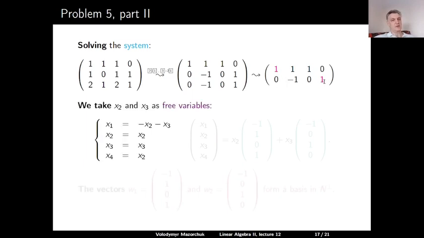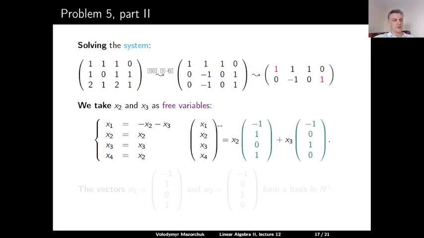This is already kind of row echelon form because the first column and the last column together give us the identity matrix. So we can take x2 and x3 as free variables, and then from the first equation we have x1 is equal to minus x2 minus x3. x2 is a free variable, so it's equal to x2. x3 is equal to x3, and from the second equation x4 is equal to x2.